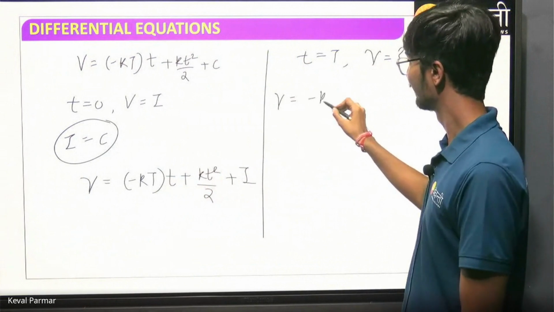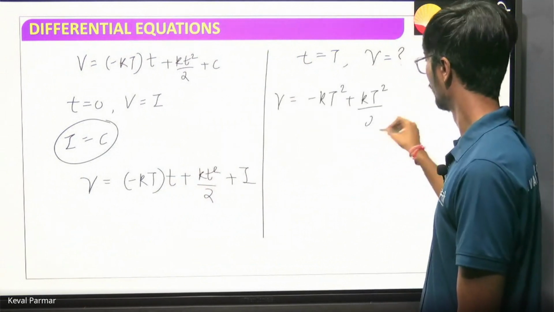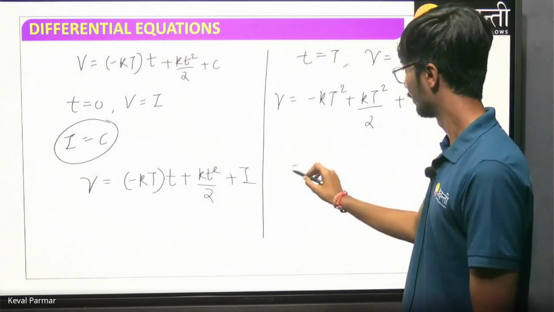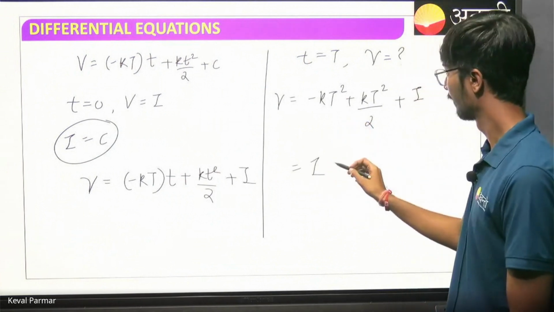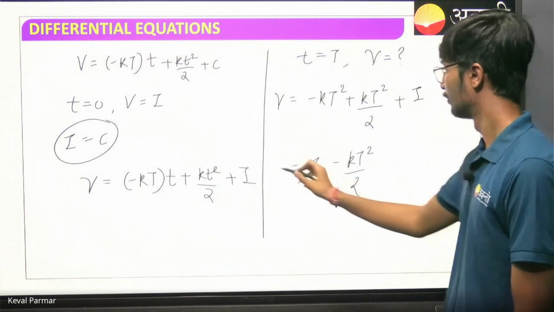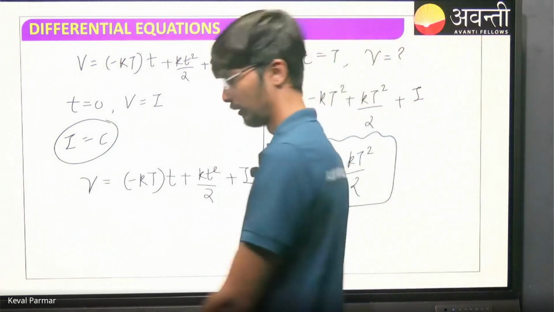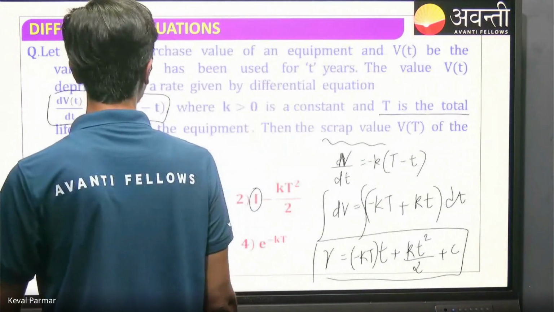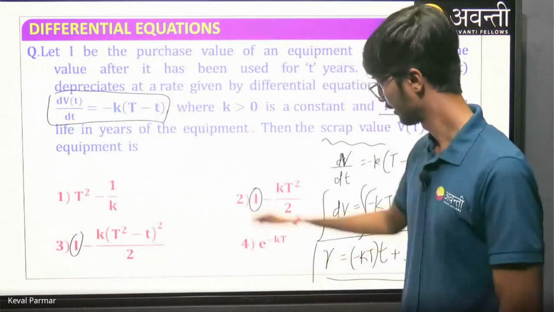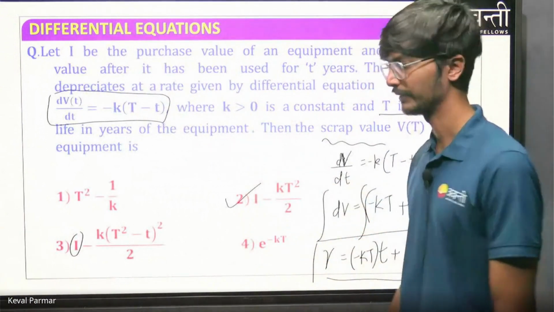तो हो जाएगा माइनस kT square plus kT square by 2 plus I. तो I को पहले लिख देता हूं. ये क्या हो जाएगा? minus kT square by 2. So V is equals to I minus kT square by 2. Let's see the options. Oh, here it is. Option 2 is my correct answer.